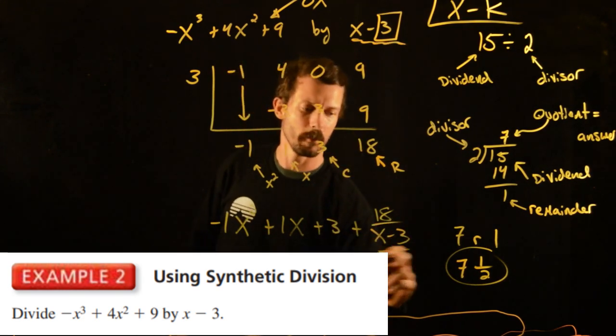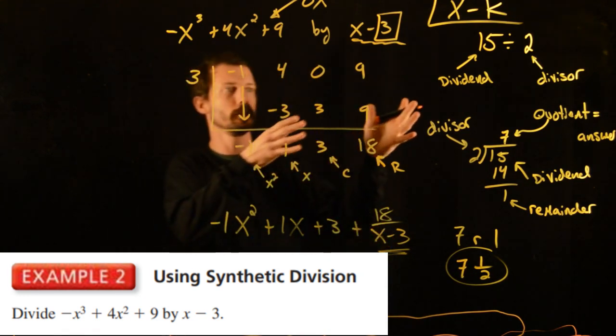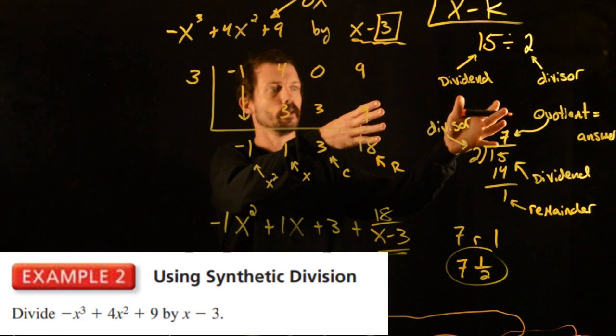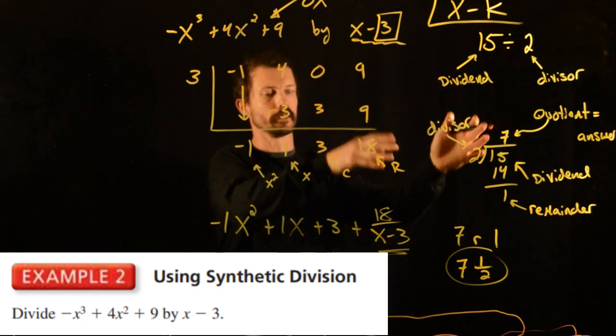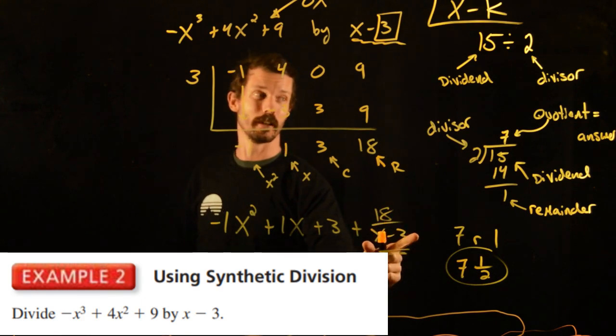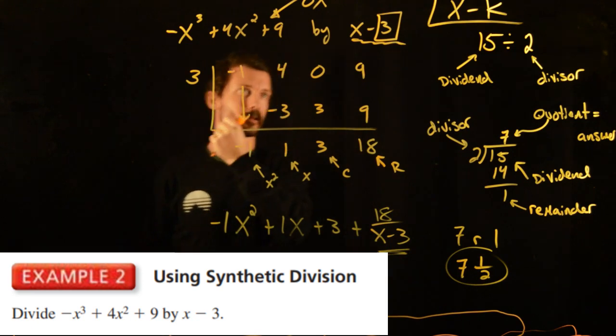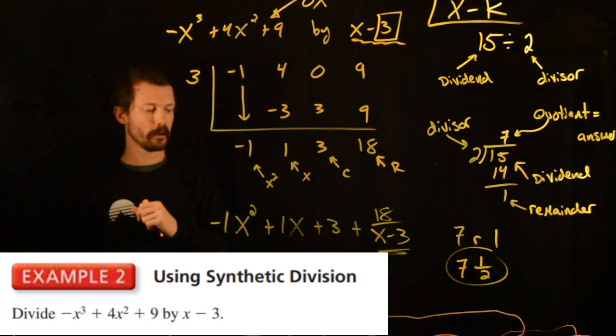So that might be a little bit confusing to you, but just think in terms of what we did with the old school way of using long division. We're just taking the remainder and putting it over the divisor. So we know this is the divisor because we're dividing by x minus 3. All right, and that would be your final answer.